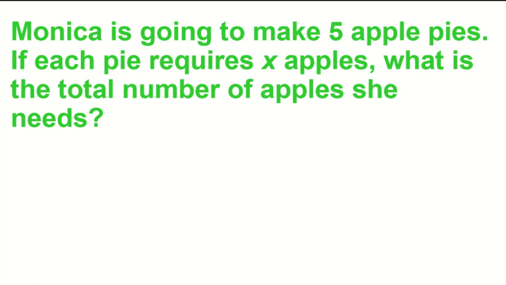Sometimes what can be helpful is to think of it with numbers. So if she's going to make 5 apple pies, and let's just pretend each pie requires 10 apples. How many apples did she use? 50. What type of math do you do? Multiplication. So we're doing it the same way. The only difference is we have that variable. So we're multiplying 5 times x. So our expression would be 5x. That make sense?